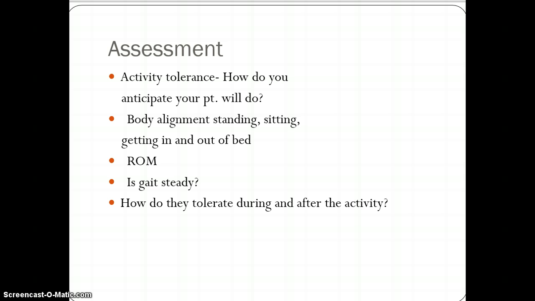With range of motion, is it passive or active? If it's limited, why? Think of things like arthritis, maybe a previous fracture, fluid in their joint. And then with their gait, is it steady, or are they swaying or leaning? Are they shuffling their feet?